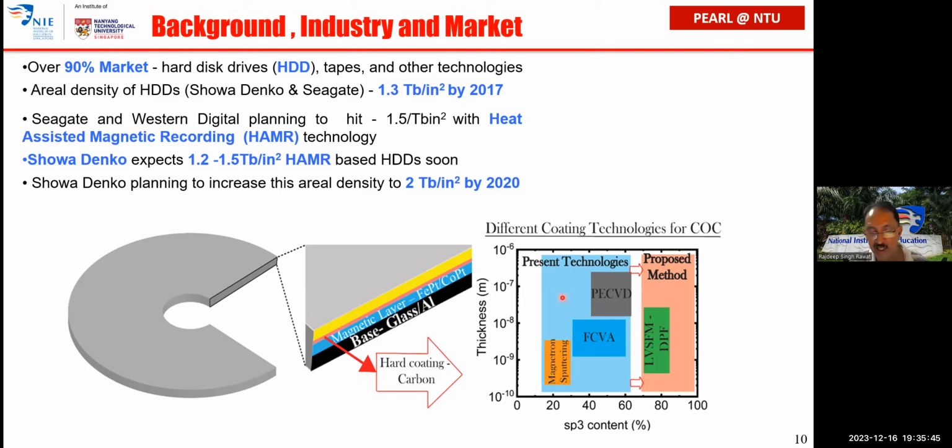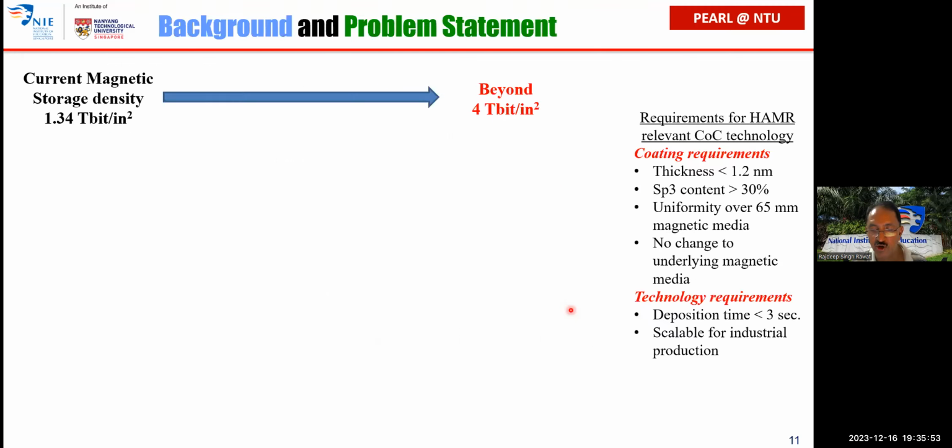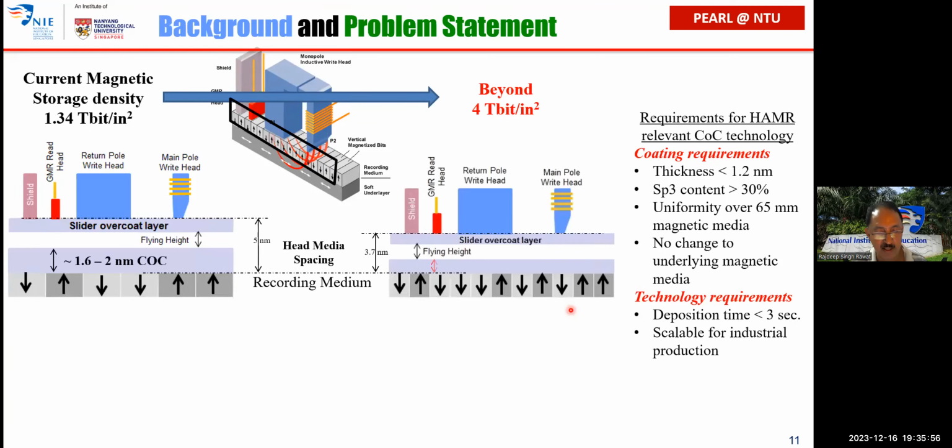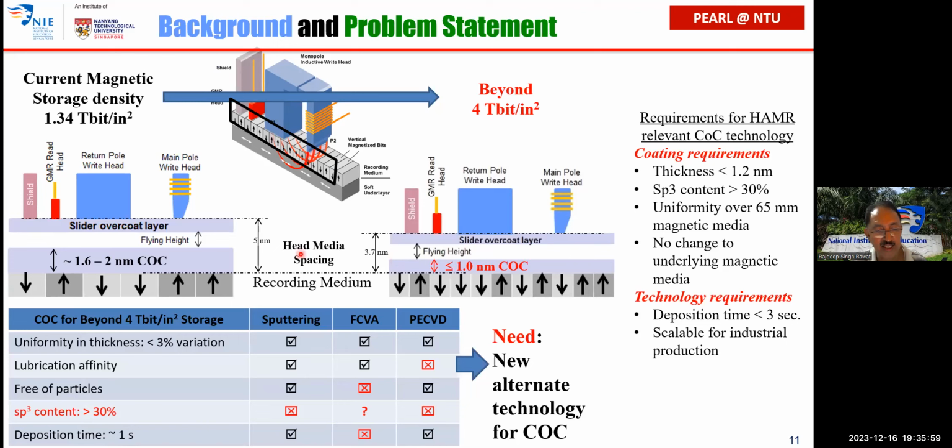The current technologies that were available at that time when we were doing this project... So what was the requirement is that they had to achieve two things. First of all, the coating of carbon at the top of the magnetic materials needed to be reduced from about 2 nanometers to less than 1 nanometer. That was the requirement. And the second thing was that the sp3, that means the diamond-like content of this carbon coating, must be greater than 30% in order for it to survive under this HAMR environment.